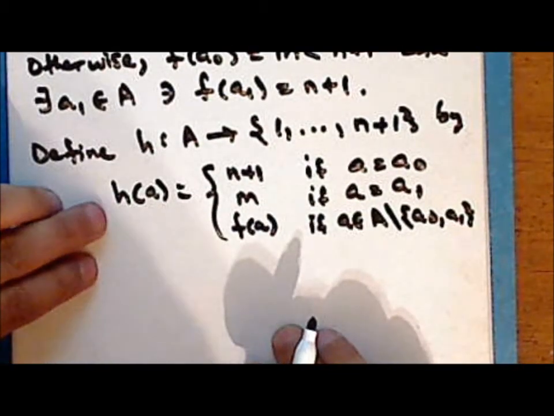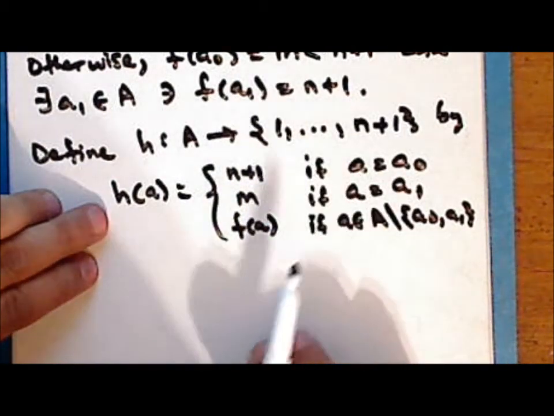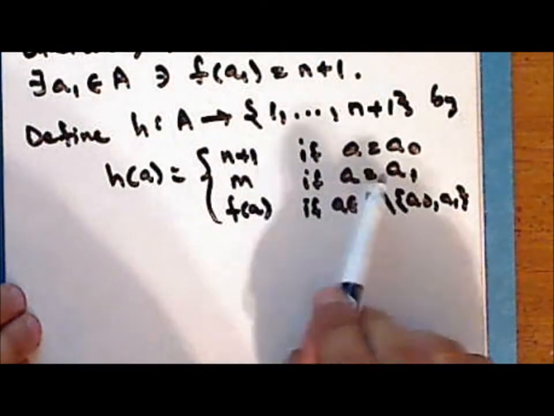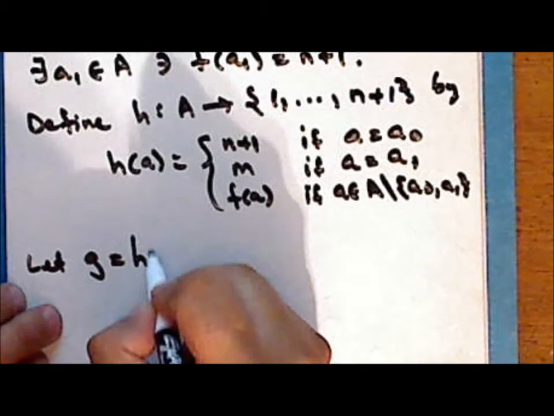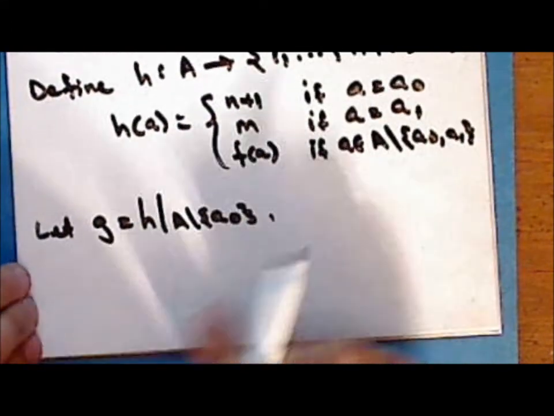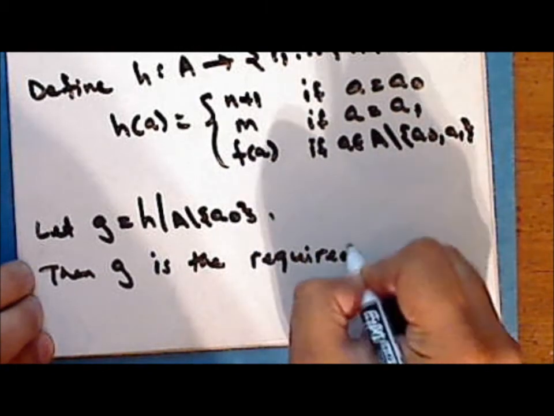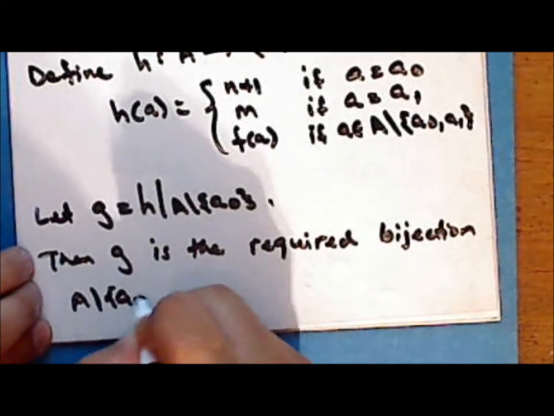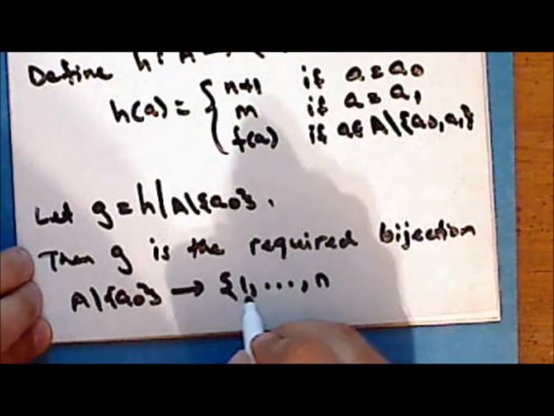So notice that in this definition of the function, we have forced the element a sub naught to be mapped onto n plus 1. Notice that clearly this function is a bijection. We have merely exchanged two elements. And so let the function g be the restriction of the function h to the set A set minus the singleton containing the specified element. Then this function g is the required bijection of the set A set minus the singleton containing the element A sub naught into the terminating subset of the positive integers starting at 1 and ending with n.